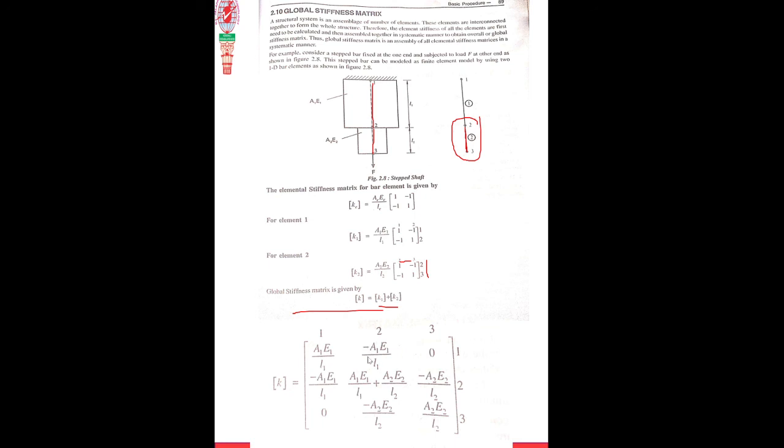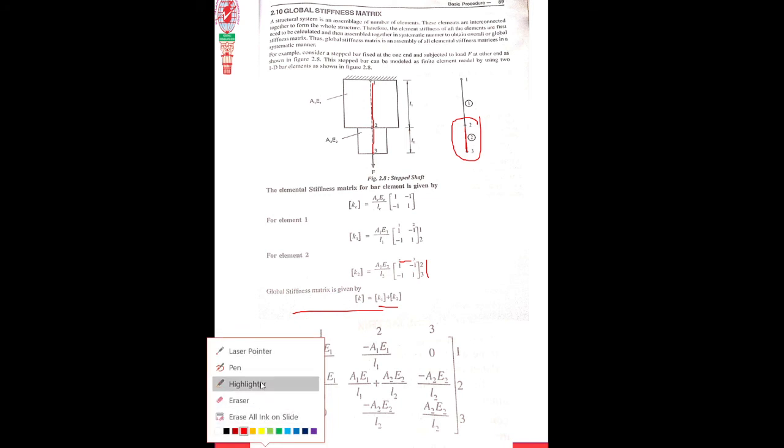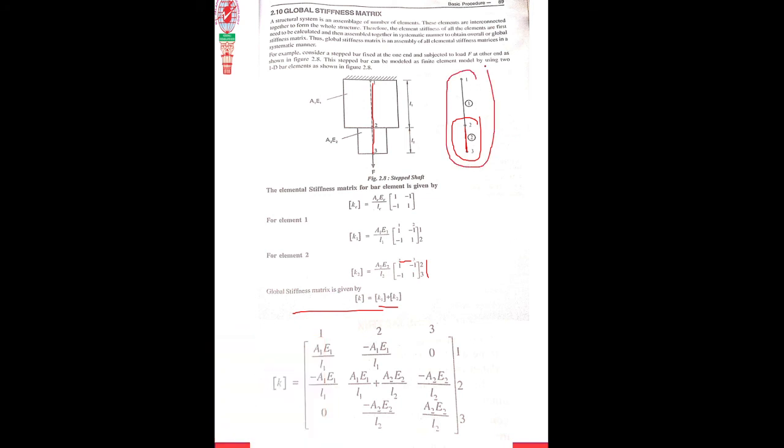Number of what? Nodes present on that. How many nodes are here? We divide into 2 elements, so there are 3 nodes. Therefore, the size of the global stiffness matrix becomes 3 by 3.